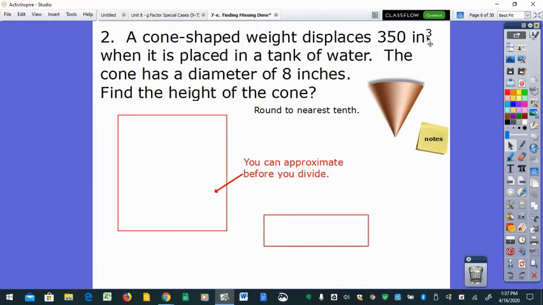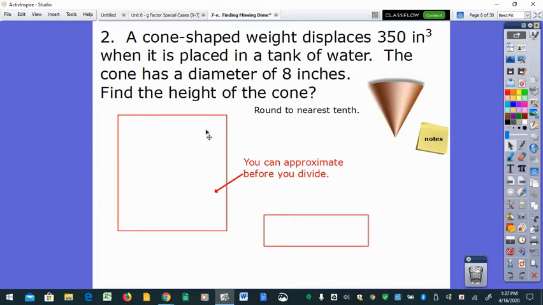Notice the units there. It's talking about displacing. What does that mean? Well, when we put this in water, its volume will be displaced. That means it would come out. So that is a volume, inches cubed. The cone has a diameter. We've got to be careful. Diameter of 8 inches. Find the height of the cone.